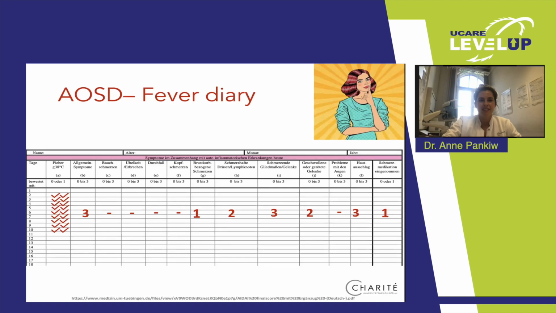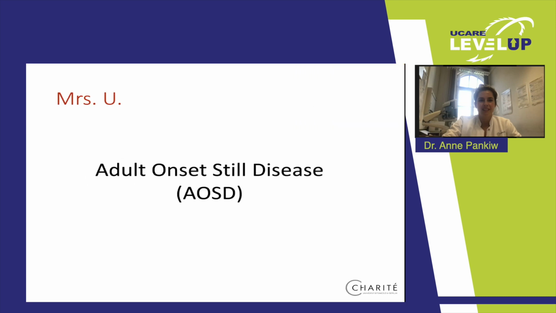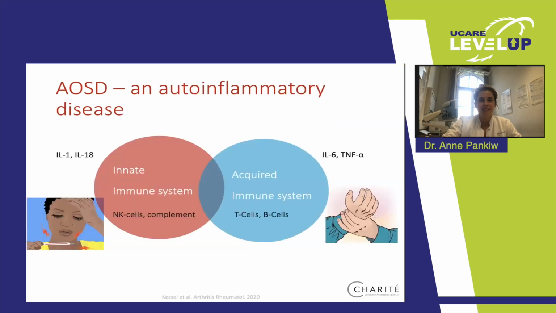So now, if we see all this, the symptoms of our Mrs. Yu, I thought, okay, it's very intuitive that it's adult onset Still disease. But first of all, because this disease is an exclusion disease, we had to make the exclusion of malignancy and of infectious causes. So we did this, and after this, we could confirm the diagnosis, and we gave an IL-1 antagonist, which quickly relieved her symptoms. So let me talk about adult onset Still disease.